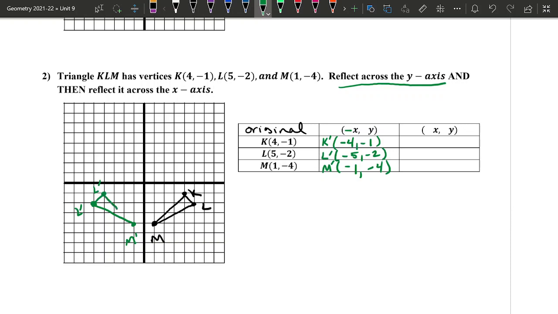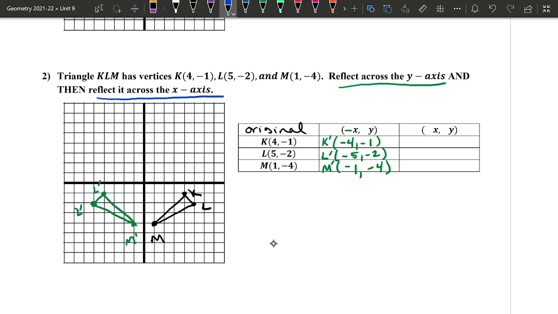But using a table means you could actually do these transformations without having the graph. If you just needed the coordinates and weren't asked to graph anything, you could just do it in the table. All right, so then the second one says, and then reflect it across the x-axis. Because the order of these matters. If I reflected it across the x-axis and then across the y-axis, it would not look the same. It would look different. So you have to do the order it tells you to do it.